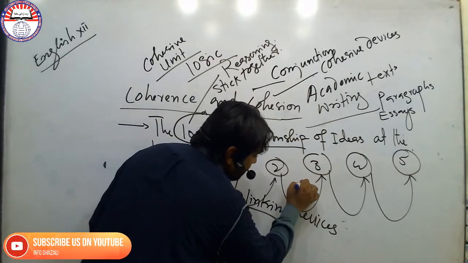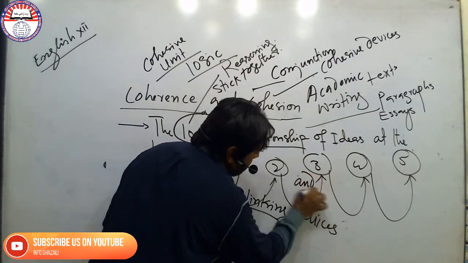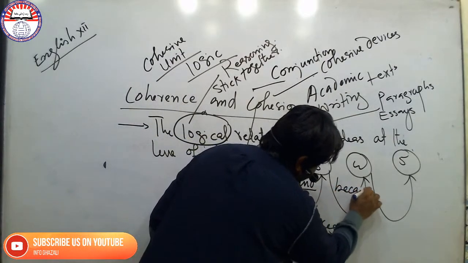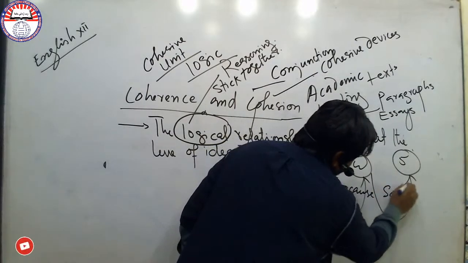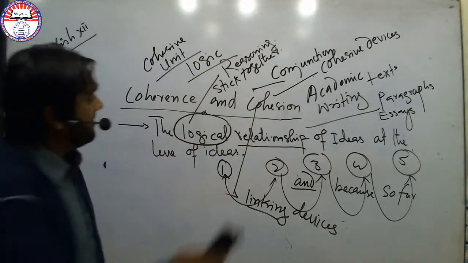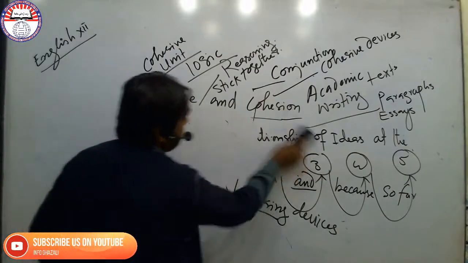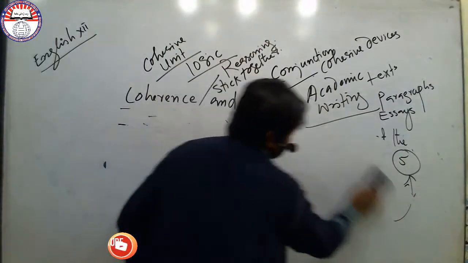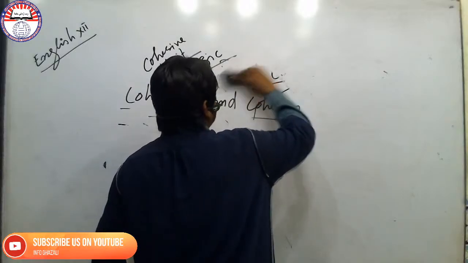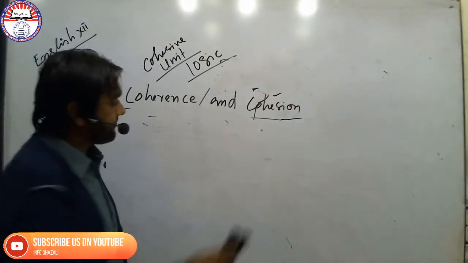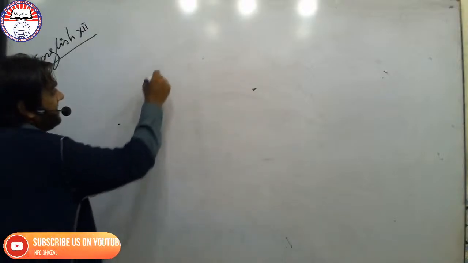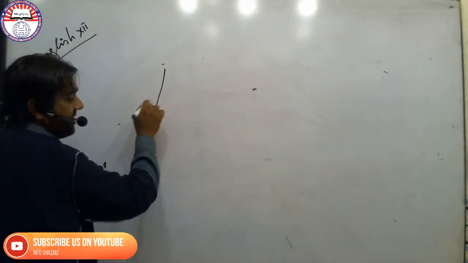These are simple devices. There are complex ones as well. Let me make it clear, then we would be able to write some of the devices that we are talking about. Here is the list of cohesive devices that I am going to share with you.